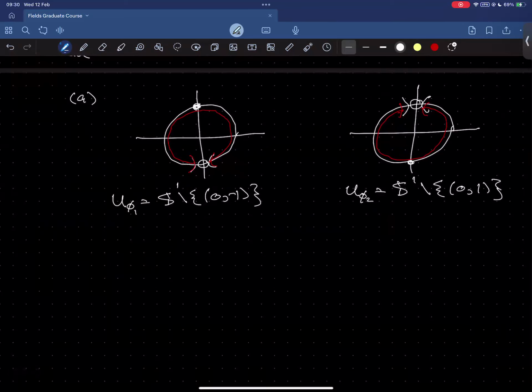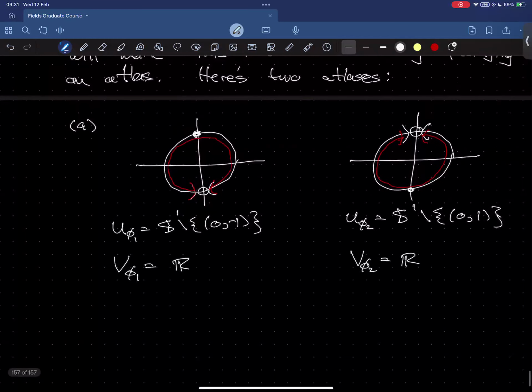And now I'm not going to write down a formula for the chart maps, but I will tell you that the codomain of phi1 is R. It needs to be a locally convex topological vector space, so here it's going to be a very simple one, R, and similarly here. And what's the map phi1 going to be? Well, here's how it works. I take a point on the circle in my chart domain U phi1. So I take any point on the circle except for this point.